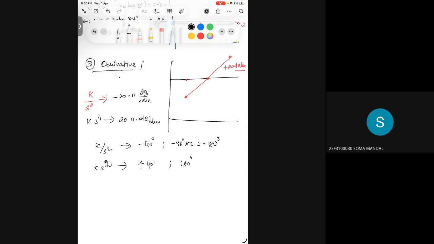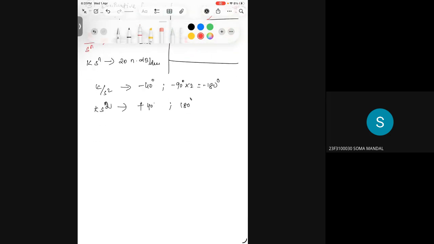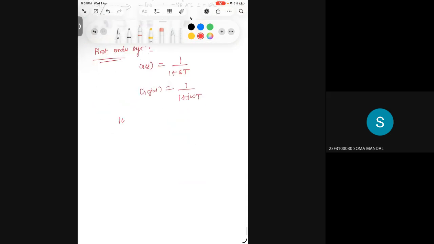Okay, fine. Now, this is what I taught so far. In the first order term, similarly, if you keep finding for a first order system, it will look like this. G of s would be 1 by 1 plus sT. Then G of j omega equals 1 by 1 plus j omega T. Then the magnitude of G of j omega would be 1 by root of 1 square plus omega square T square, at an angle minus tan inverse of omega T.